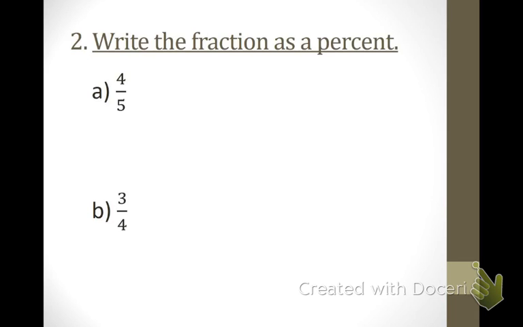Divide, okay? So put it into your calculator, 4 divided by 5. What comes out? 0.8, okay? So when you divide, you're changing it to a decimal. So right here, I've got 0.8.